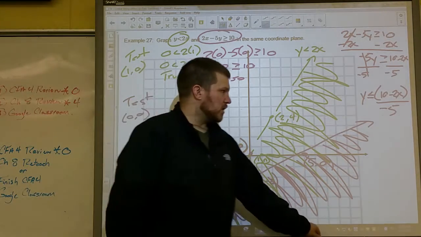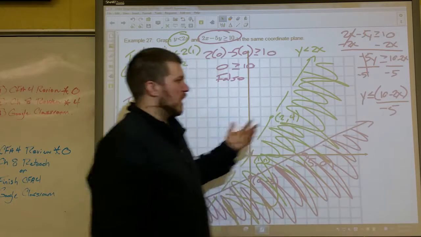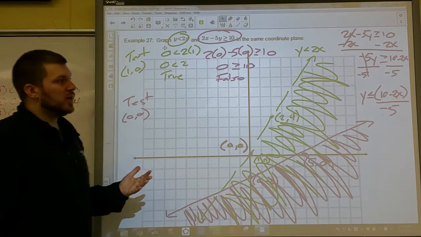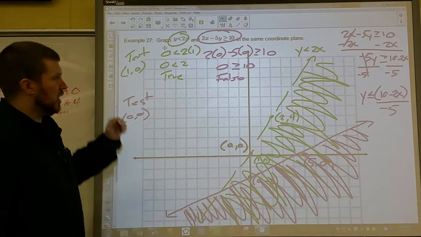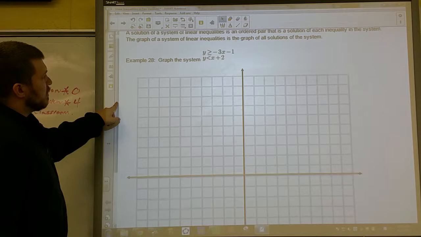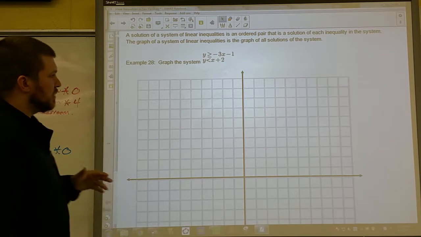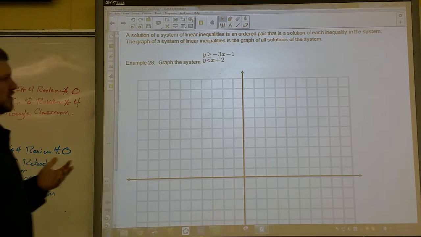Okay, so we had a little bit more complicated example here. We had to get y by itself to graph it, but once we did, it's just a matter of picking a test point like we did before and shading. No big deal. A solution to a system of linear inequalities is an ordered pair that is a solution of each inequality in the system, and that's what I said at the beginning of this video. We want to graph this system.